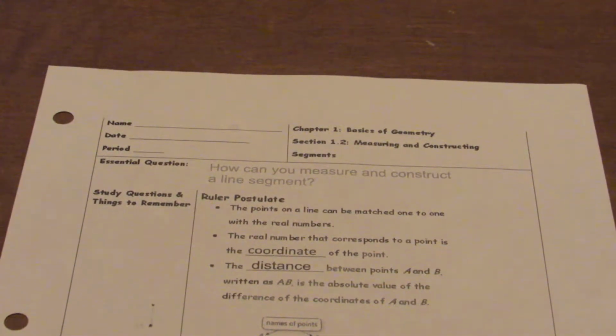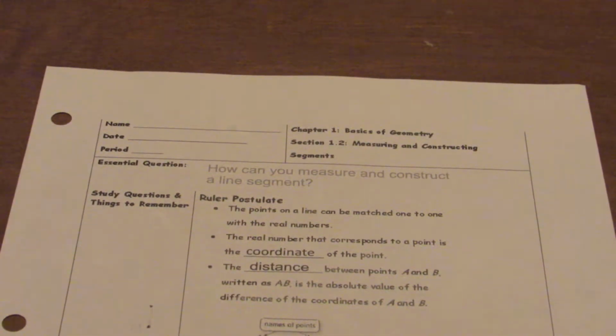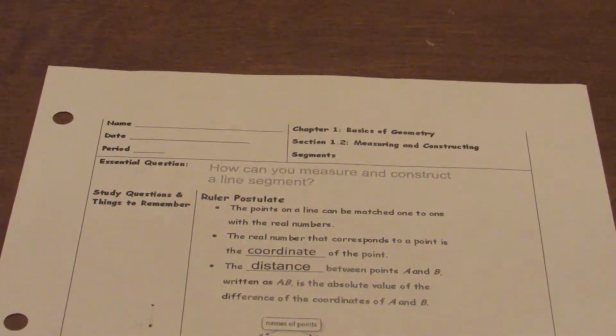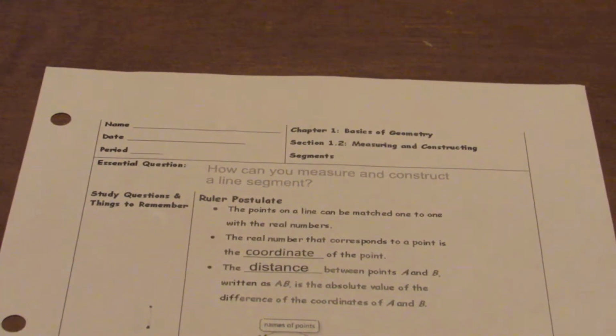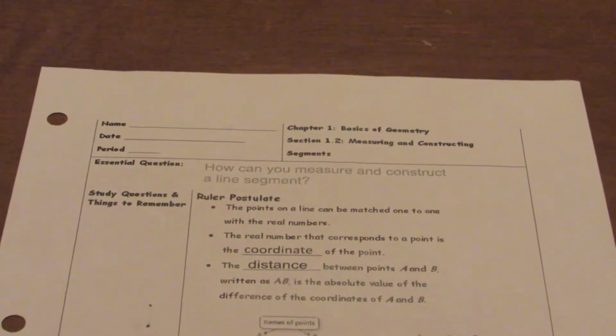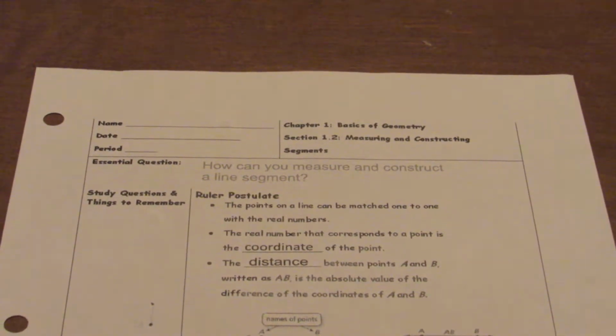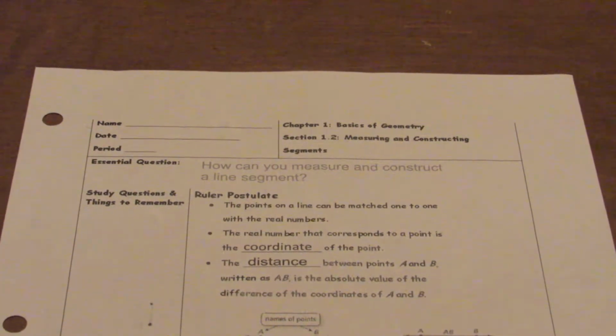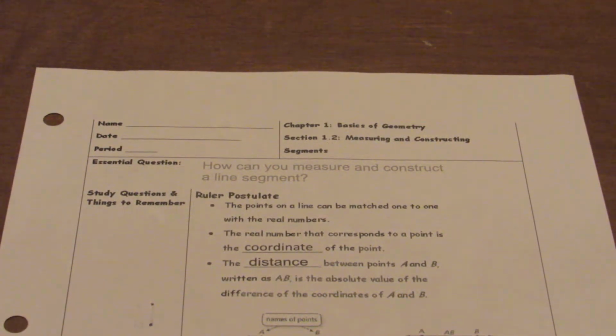Section 1 and 2. Okay, we're looking at measuring and constructing segments. Our essential question: how can you measure and construct a line segment? So our first thing is the ruler postulate. A postulate is just a rule that's taken without proof. Okay, so this is just something that we state out and accept.